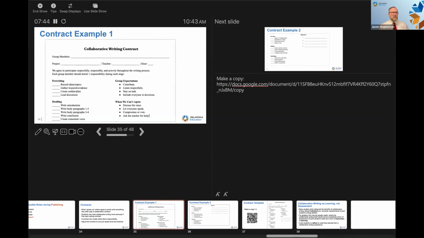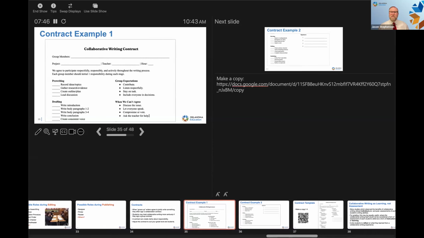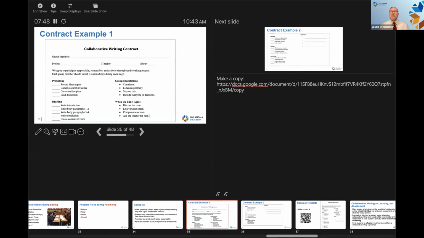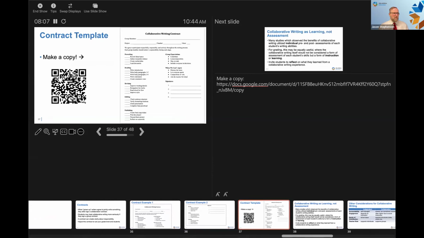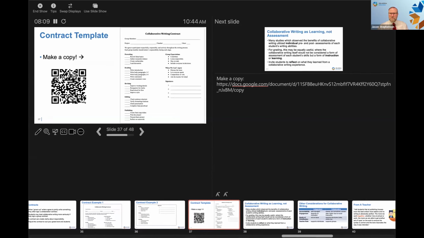This all is on the left-hand column, and then on the right side, there are the group expectations to contribute, listen respectfully, stay on task, include everyone in decisions, and then reminders of when we can't agree: discuss the issue, let everyone speak, compromise or vote, and then ask the teacher for help if needed, and then everyone signs off on the contract. But you all probably want to make a copy of this so you can tweak it and use it if you like.